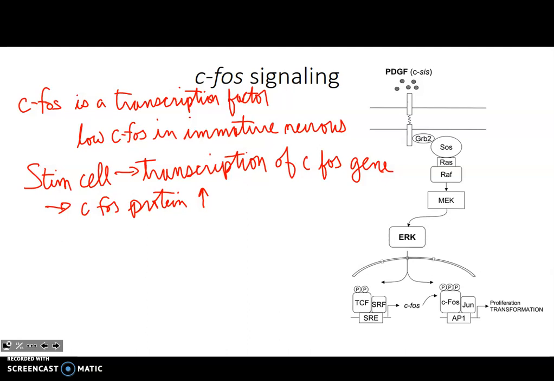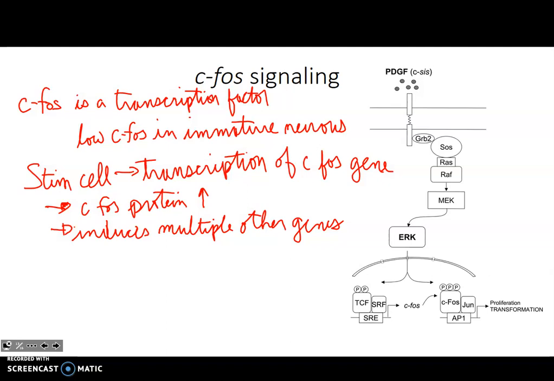And CFOS then induces the synthesis of many other genes, because it itself is a transcription factor. So now that there's a lot of CFOS protein present, it induces multiple other genes, many of which are involved in development of neurons. So things like proliferation or transformation of cells from their stem cell-like state.